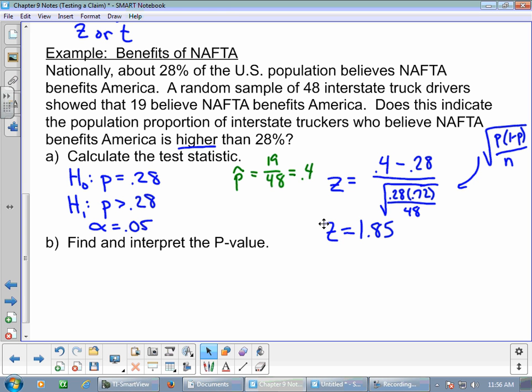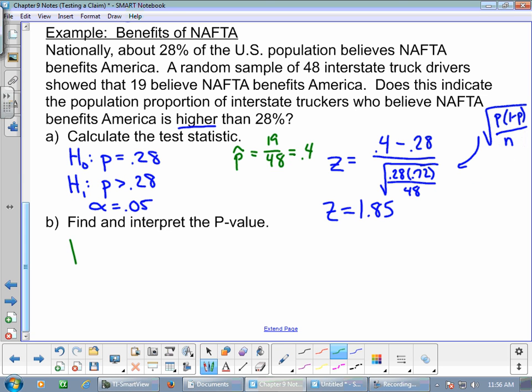All right. Now, what we want to calculate here is really the probability that the alternate will happen. The probability that p will be greater than 0.28. That we'll get more truck drivers than 28%. I know we got 40%, but is that far enough? That's what we want to answer here.